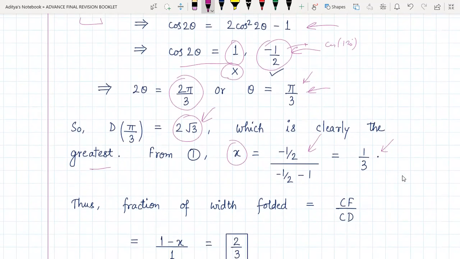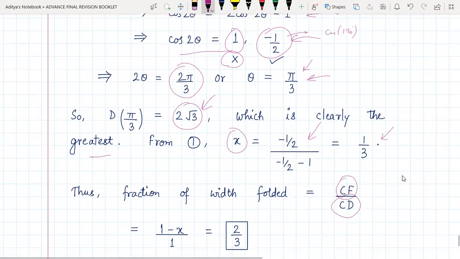The fraction of width folded would obviously be equal to the amount folded upon total length, which is CF upon CD. CF length was 1 minus x, CD was 1. So the answer comes out to be 2 by 3 as our final correct answer. So quite an amazing problem, where geometry and monotonicity both were involved.